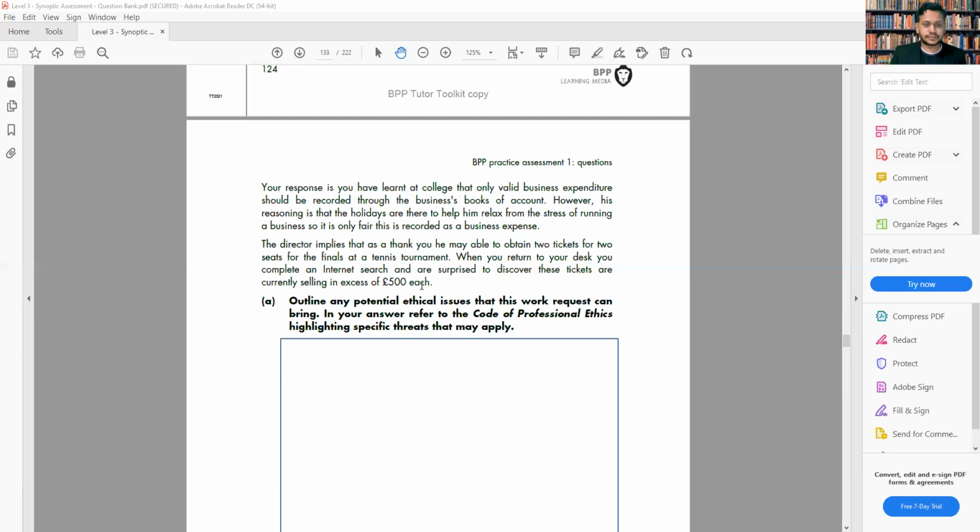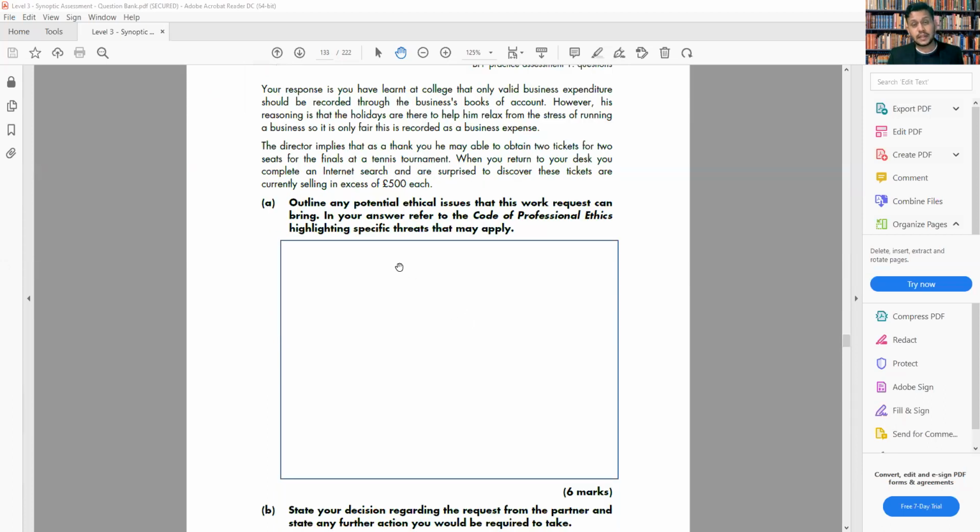What you'll do, it says, outline any potential ethical issue that this work request can bring. In your answer, refer to the Code of Professional Ethics and highlight the specific threat that may apply. So you need to find a few things. First, what ethical issue arises here. Number two, refer to the Code of Professional Ethics and highlight a specific threat. So what sort of threat? For example, it's very clear we have a self-interest threat, because I'm getting a benefit by doing something wrong.